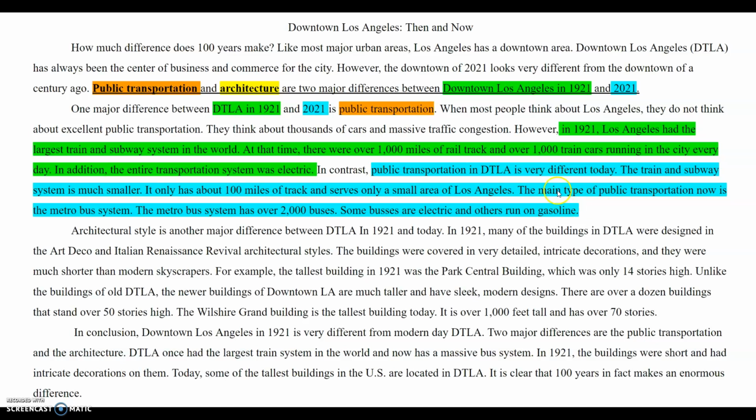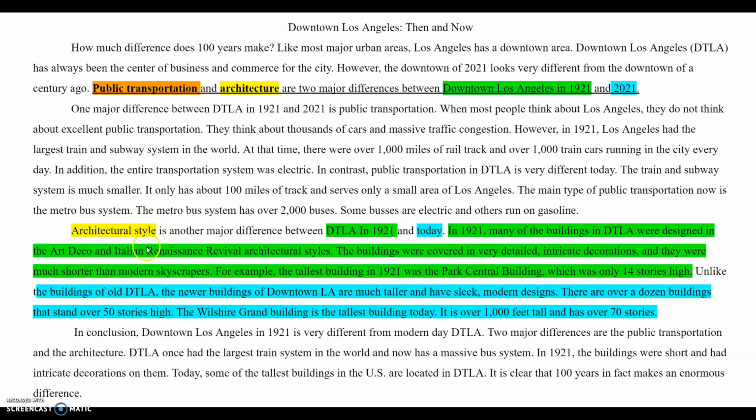So we can see that we follow a logical time order. We start with the past, and then we use contrast, and then we discuss public transportation in downtown LA today. So we're following a time order logic. Now let's take a look at the second body paragraph. The second body paragraph is organized in the same way.